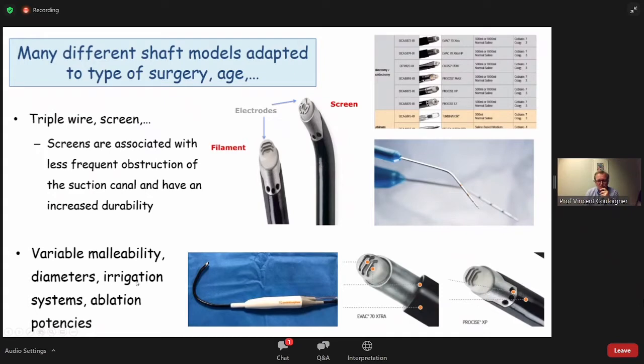You can have different irrigation systems. Here, the saline goes at this level. And with this other precise XP model, the saline is irrigated through these small holes that you can see. Also, you can have different ablation potencies. So I already told you this. Some shafts are associated with a higher potency and with a quicker tissue removal.